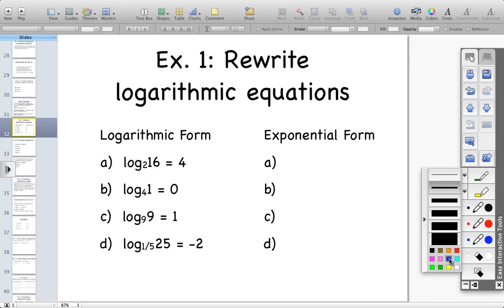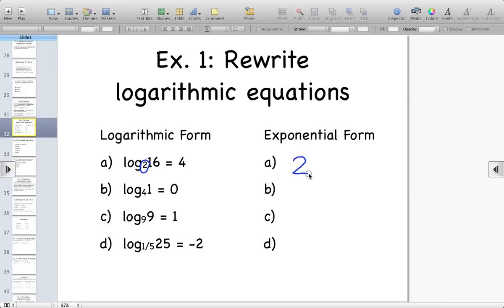All right, so our first example is log base 2 of 16 is equal to 4. So to rewrite that, this is my base number, this is my exponent, and then the solution is 16. And we want to double check. Does 2 times 2 times 2 times 2 equal 16? Because if it doesn't, then this is not an equivalent equation. But of course, these are all going to equal that. That's why they're examples.